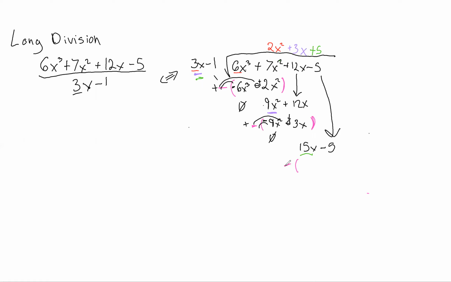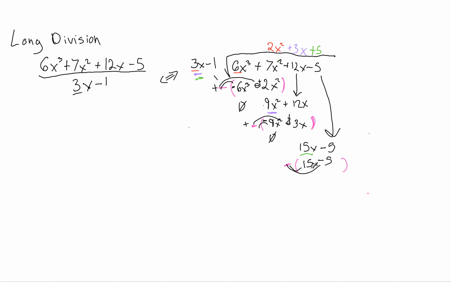So I'm going to again put my parentheses down here to remind me to distribute. And then I take this positive 5 and multiply it by each term. So 5 times 3x is 15x. 5 times negative 1 is negative 5. I'm going to distribute this through.